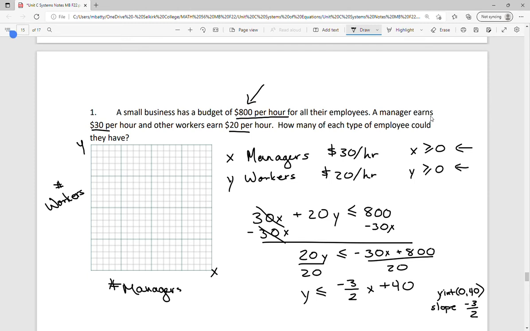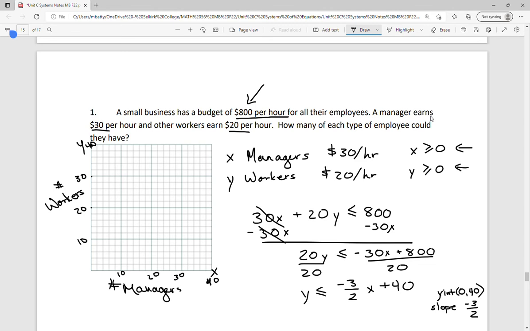So I'm going to say this is 10, 20, 30, 40 workers, and 10, 20, 30, 40 managers. I have a feeling we don't want 40 managers and no workers, but we'll just see what the math says here. So if I start at (0, 40), I could go down 3, and I'm going to go down 3 big units.